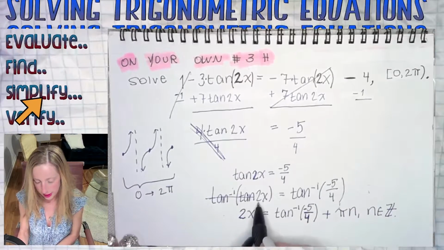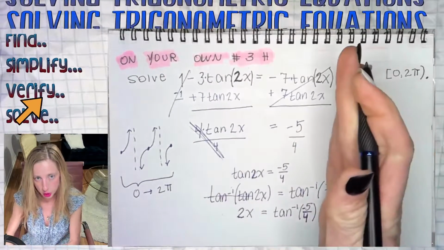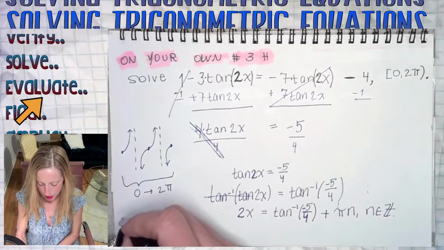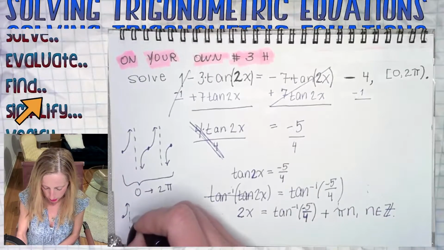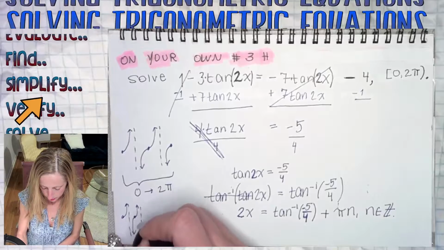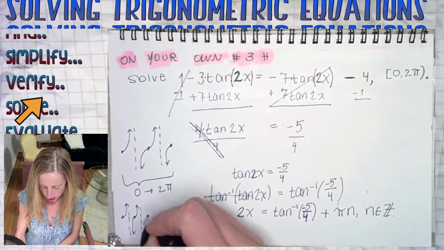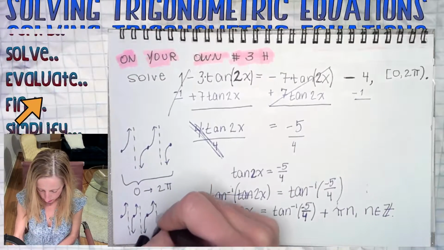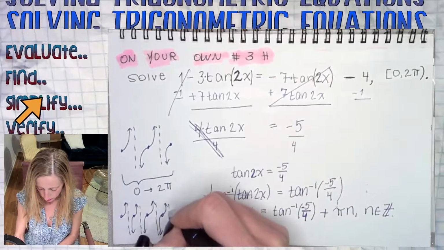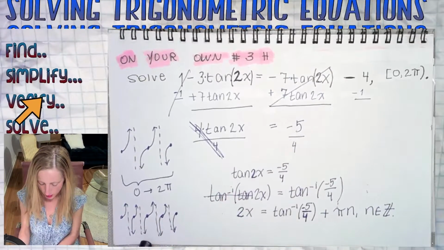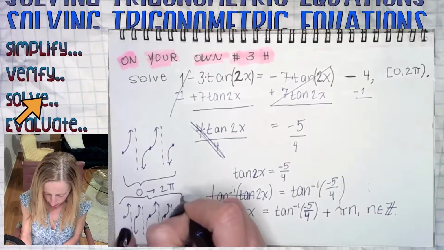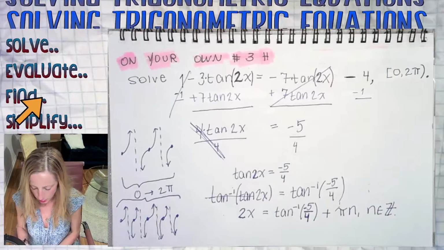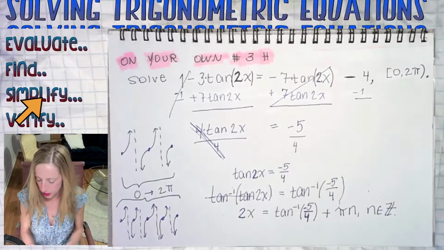But if we put a 2 in there, that was a horizontal compression. So now we're going to have a compressed version. So that gets me to pi. And then now I'm at 2 pi. So I have a lot more graph being squeezed in between 0 and 2 pi. And I want to know, when does it equal -5/4?